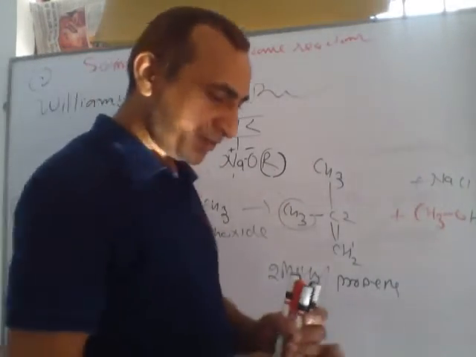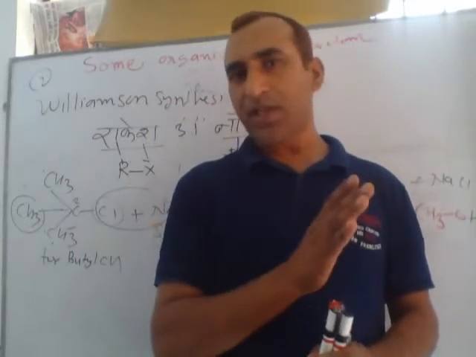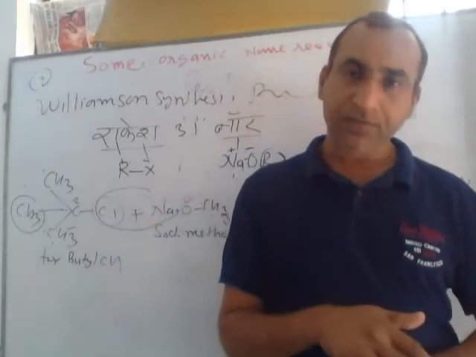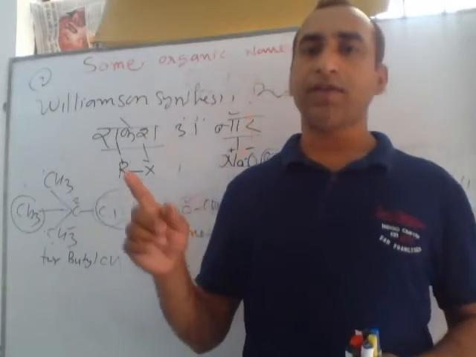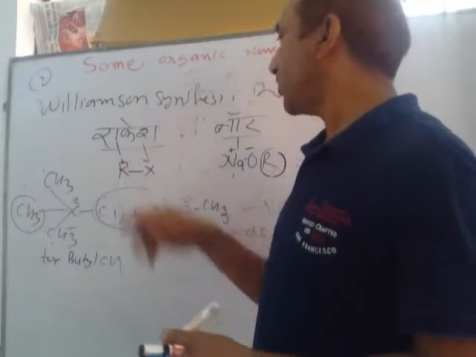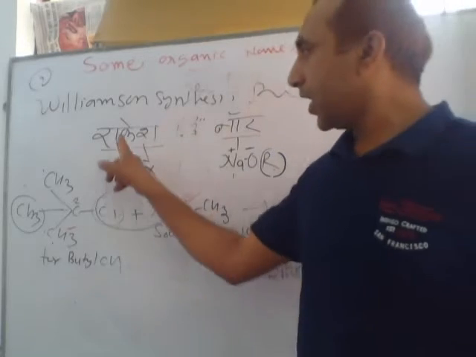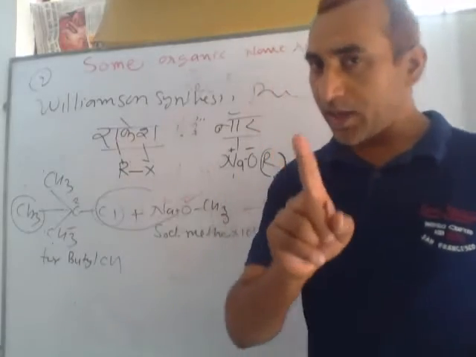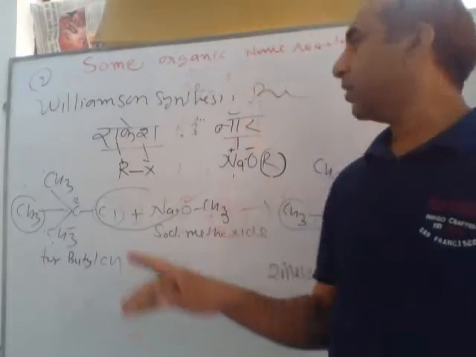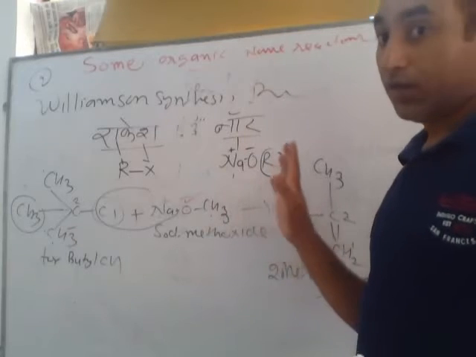So, quickly revising the Williamson synthesis reaction: we have written R-X and NaOR, not the reverse. We are using primary RX, which means RX should be primary. In RX there should be only a single R. In NaOR we are using tertiary R for a better product.